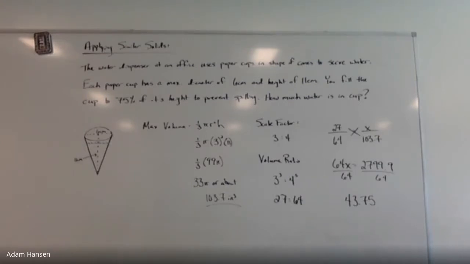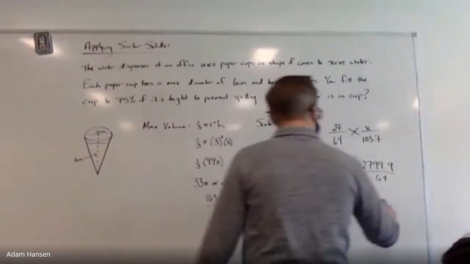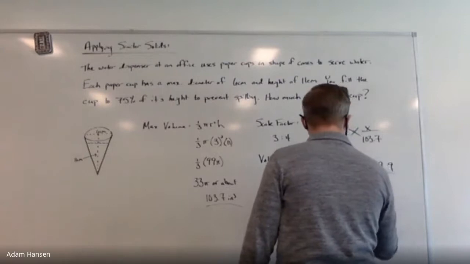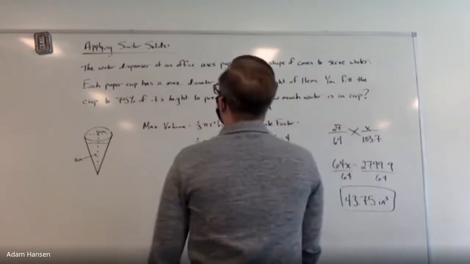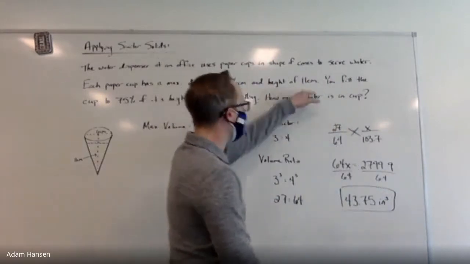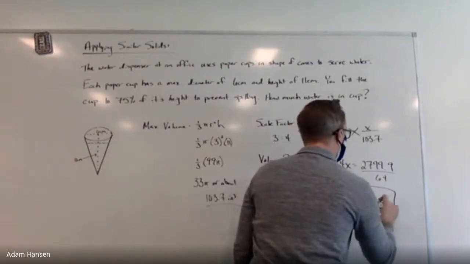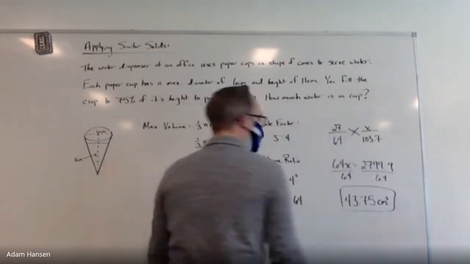43.75 after I solve the proportion. Inches cubed. I was just going to answer that. What's the label? Cubic inches. Oh, centimeters. Thank you. Metric units. There's inches over there. I had inches on it.